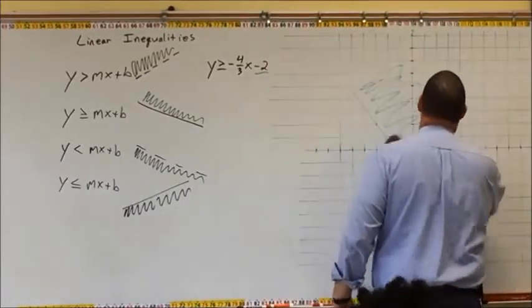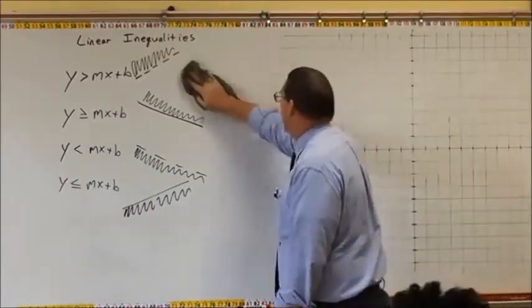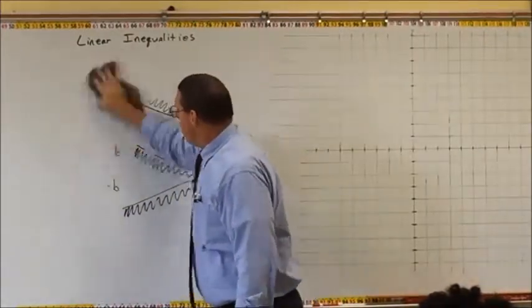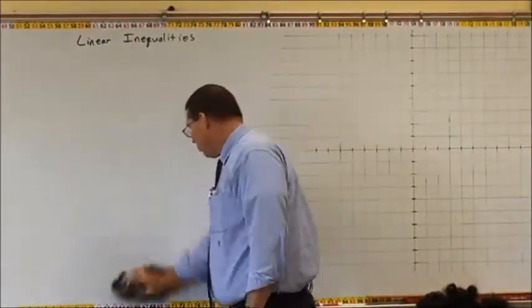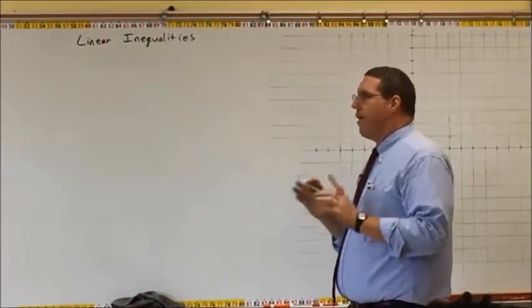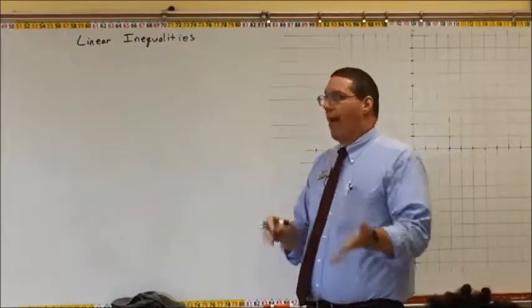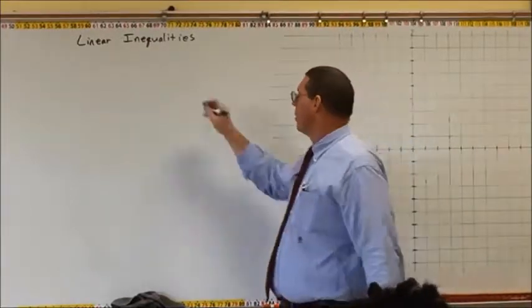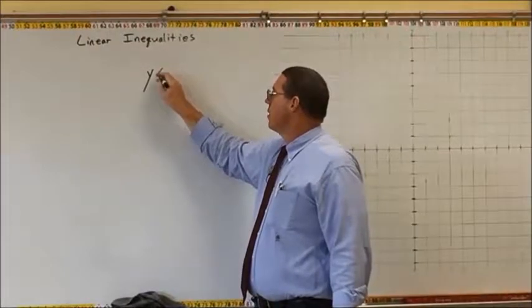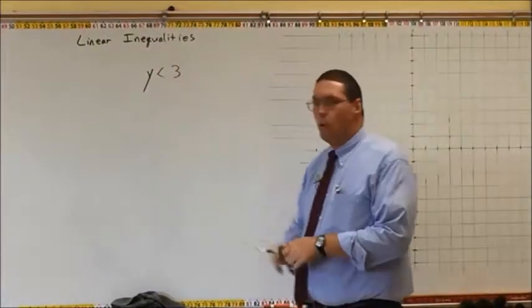Well, there's one more thing I want to teach you, and then we'll go on to the next part. All right. I'm going to erase these. Now, I want to do 2 more, and they can cause confusion, but they're actually really easy. Here's what I want to do. I want to graph y is less than 3.